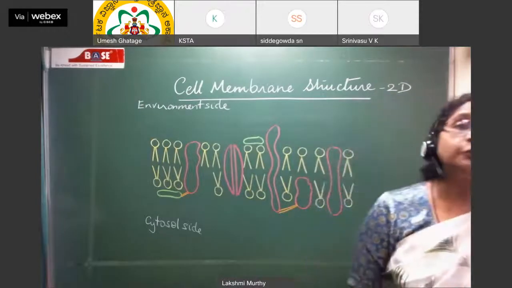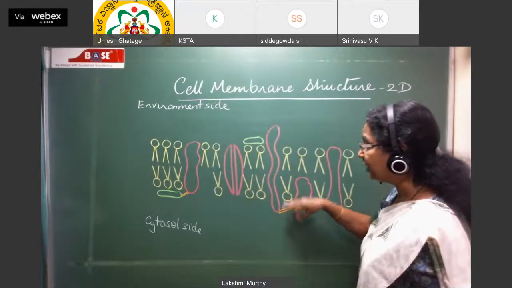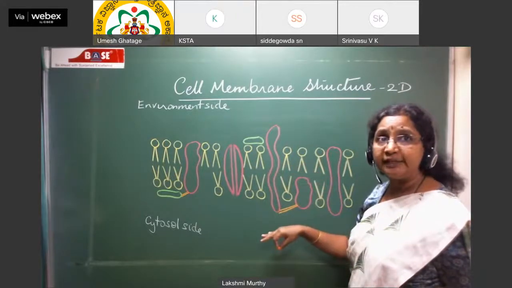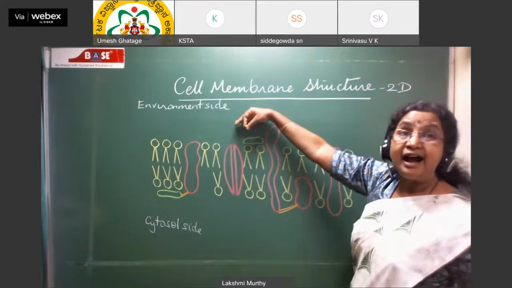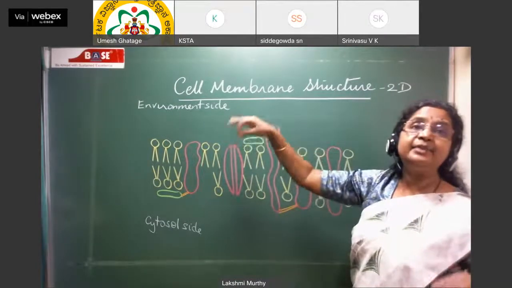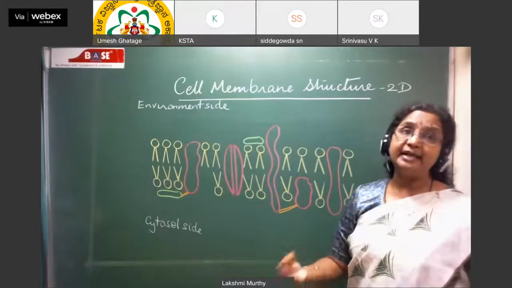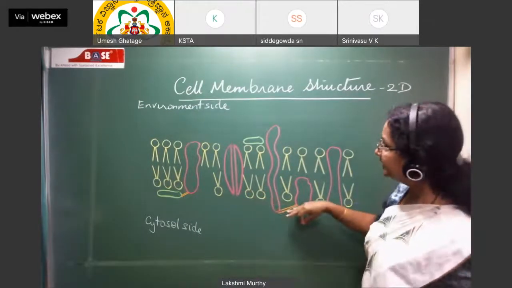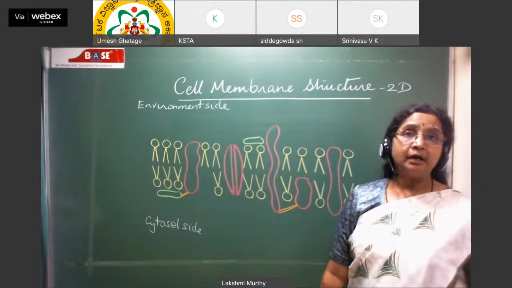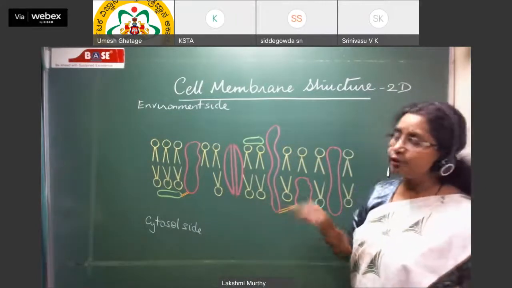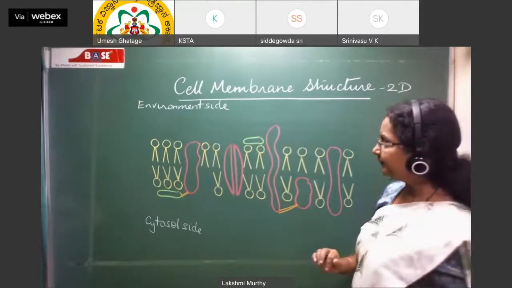One point that all of you should note is actin filaments are always present towards the cytosol side. They are not seen towards the environment side unless the cell membrane is covered by a cell wall. So if it is not covered by a cell wall, they are always existing towards the cytosol side and not towards the environment side. We'll come to the functions of the actin proteins also in a little bit while.